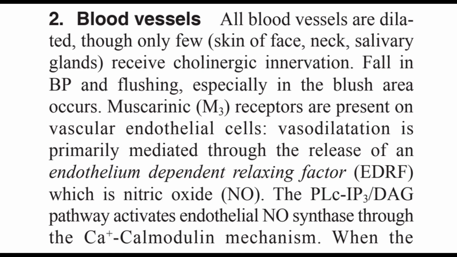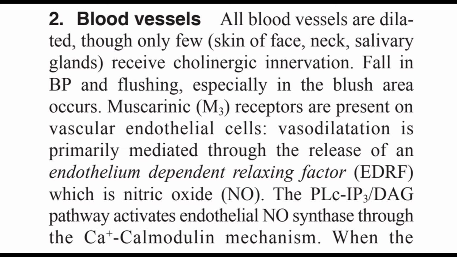Muscarinic action on blood vessels. All blood vessels are dilated, though only a few, such as those of the skin of the face, neck and salivary glands, receive cholinergic innervation. Fall in BP and flushing, especially in the blush area, occurs. Muscarinic M3 receptors are present on vascular endothelial cells. Vasodilatation is primarily mediated through the release of an endothelium-dependent relaxing factor, which is nitric oxide.